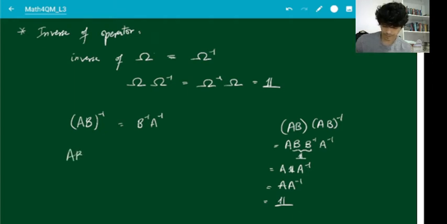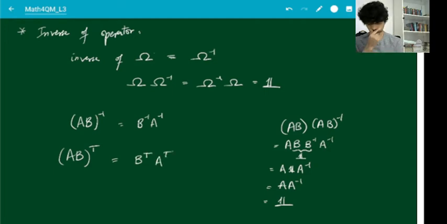If I take AB and take the transpose of this matrix, you can check this is B transpose A transpose.